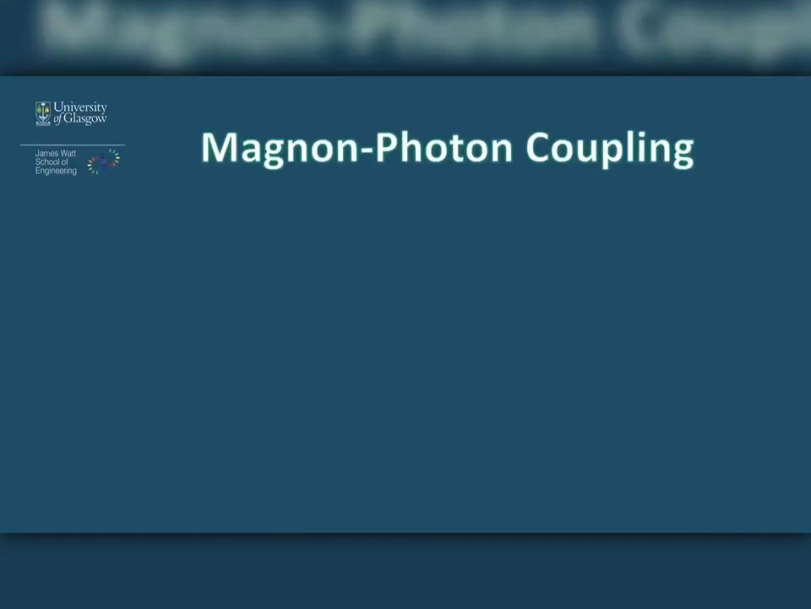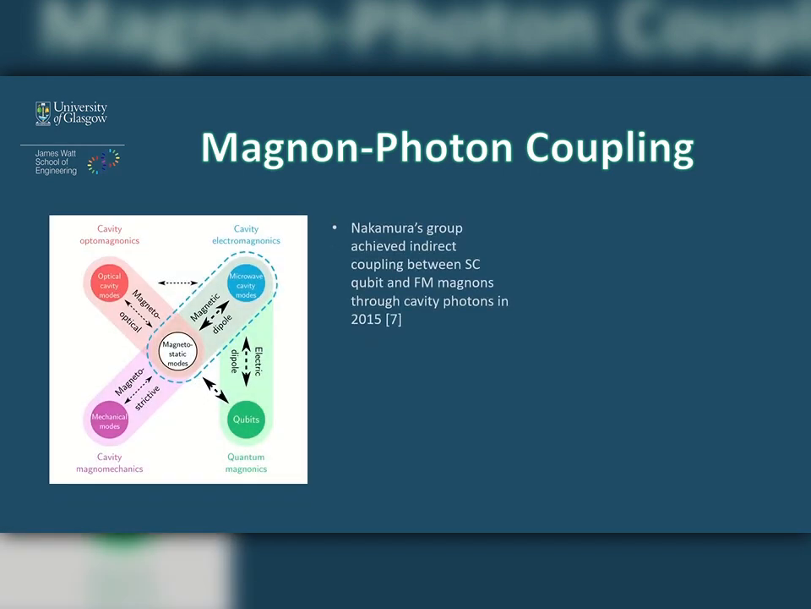I just wanted to draw attention to two areas of application which might be linked to great effect in the future. So in 2015, Nakamura's group achieved indirect coupling between a superconducting qubit and ferromagnetic magnons through the cavity photons. What they had is a 3D resonator within which you have a similar field profile to what was shown earlier, but in addition to the magnetic fields, you also of course have an electric field, and you have regions within the cavity where you have a higher magnetic field and no electric field to very good approximation, and vice versa.